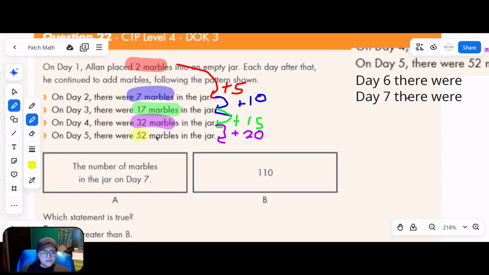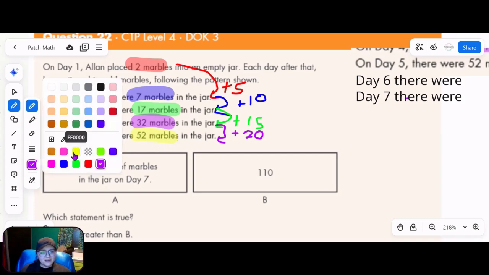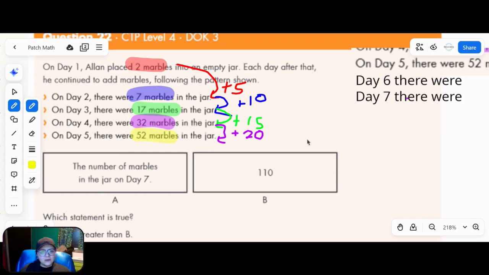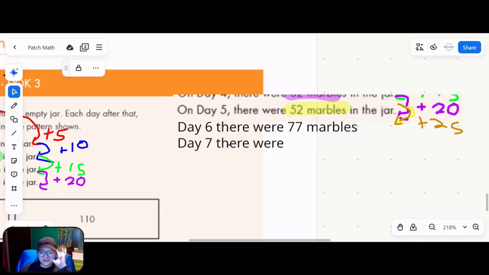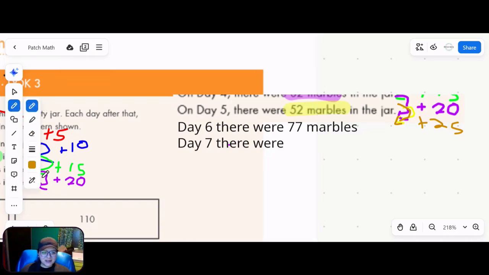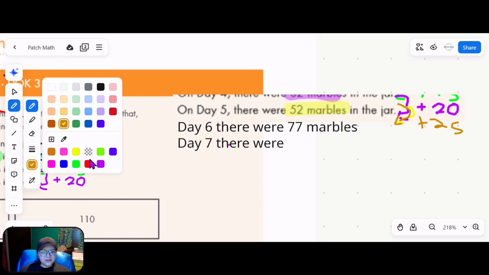So looking here, let's continue our pattern. I'll see this 52 marbles. If we add 25, so if we add 25, we will find that 52 plus 25 is 77.